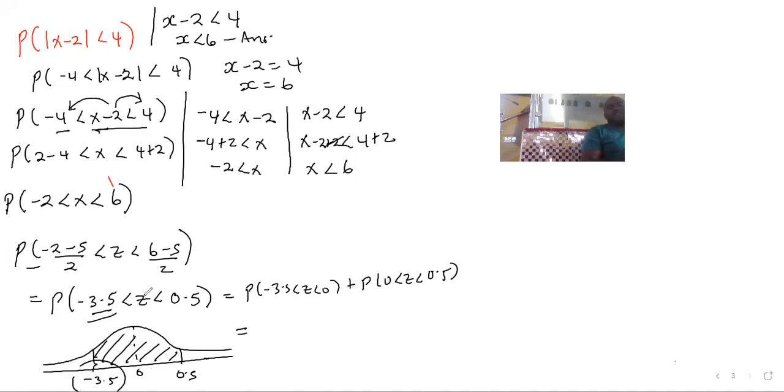Press Q and put for us -3.5. Equals. I'm getting 0.49977. You know what that means? It means if you standardize any value and it goes beyond the 3, then that probability is 0.5.